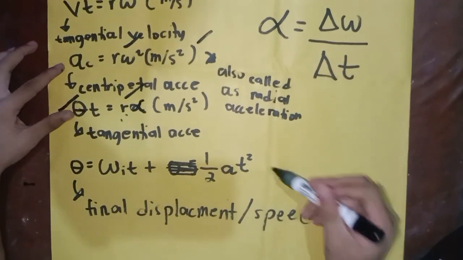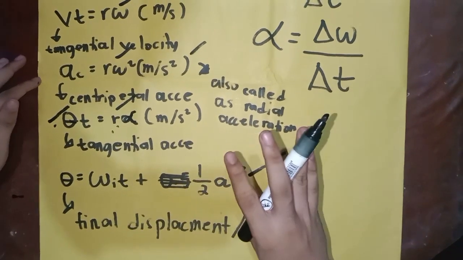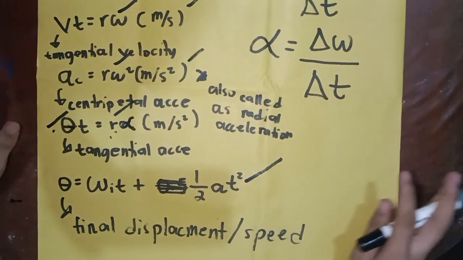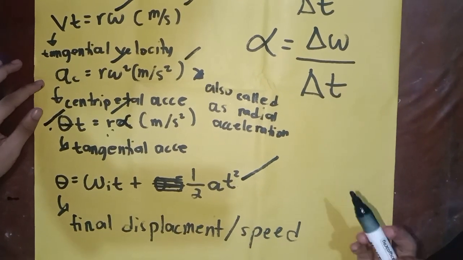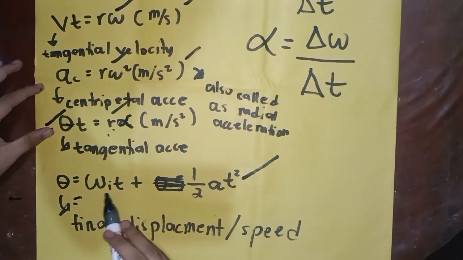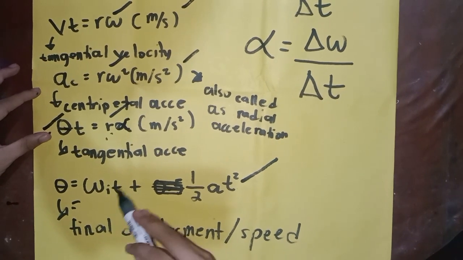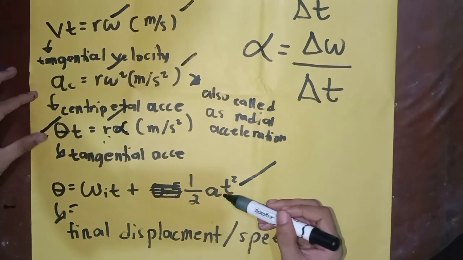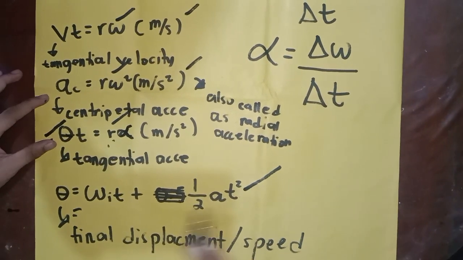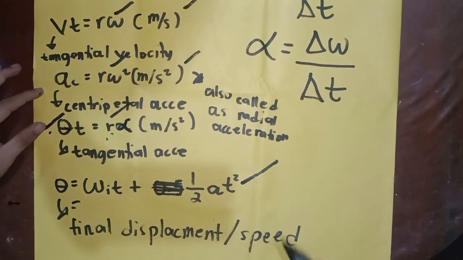This one is the most commonly used if the speed or the velocity is unknown in the problem. The formula is displacement is equal to initial angular velocity times time plus 1/2 acceleration times t squared. So this is the formula for the final displacement or speed.